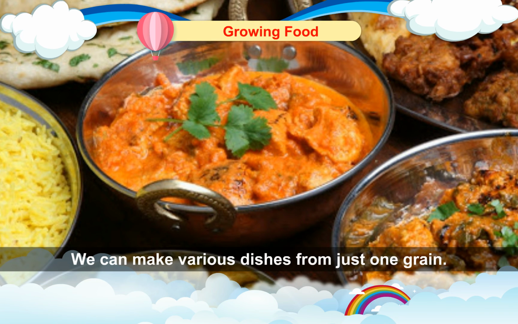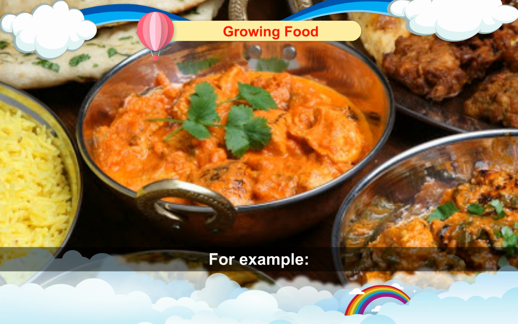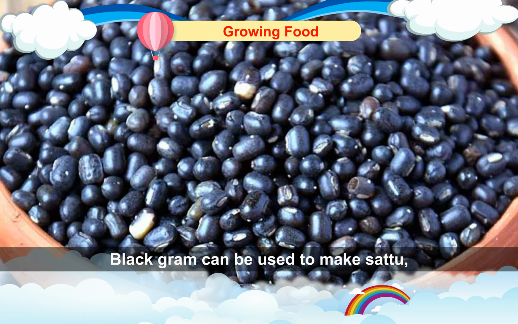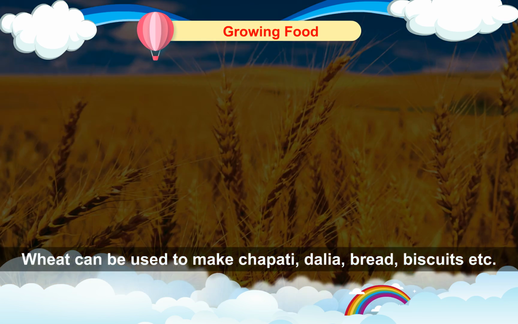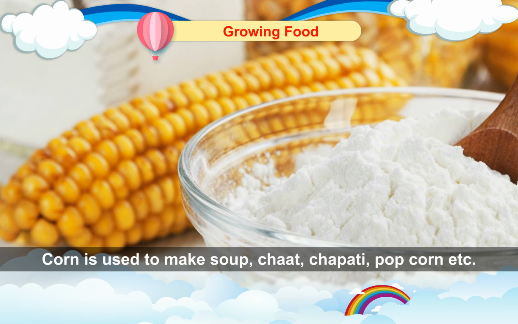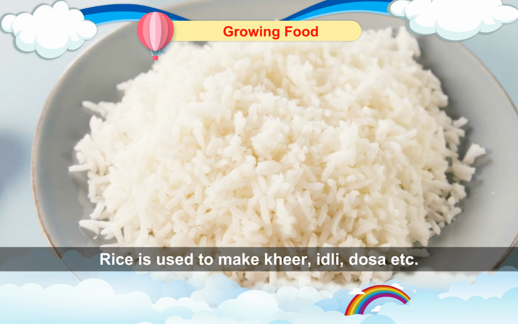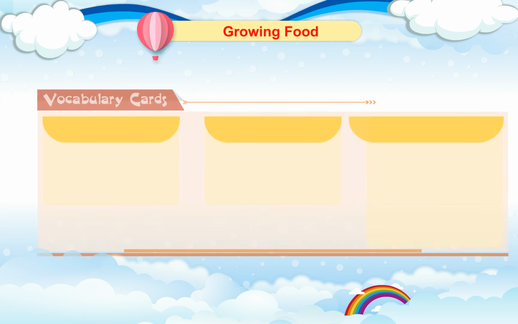We can make various dishes from just one grain. For example, black gram can be used to make sattu, kebab, chaat, fried gram, etc. Wheat can be used to make chapati, dalia, bread, biscuits, etc. Corn is used to make soup, chaat, chapati, popcorn, etc. Rice is used to make kheer, idli, dosa, etc.